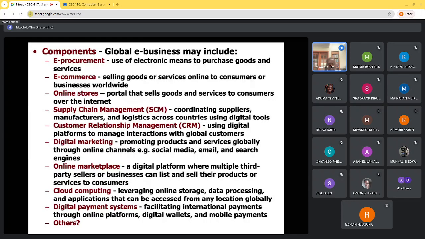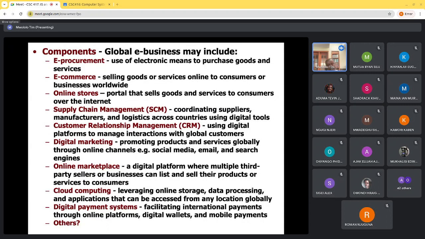And of course, cloud is critical here because you want people to be able to access whatever it is, data or system, from any place. Therefore, cloud computing becomes an important part of it. And of course, if you are paying for the product or the service, you need digital payment systems. Therefore, you need to integrate whatever it is that you do with the digital payment systems that exist, including mobile platforms like M-Pesa.